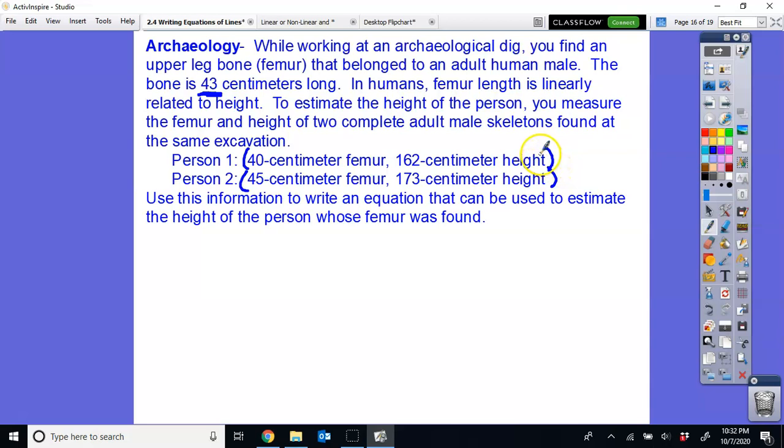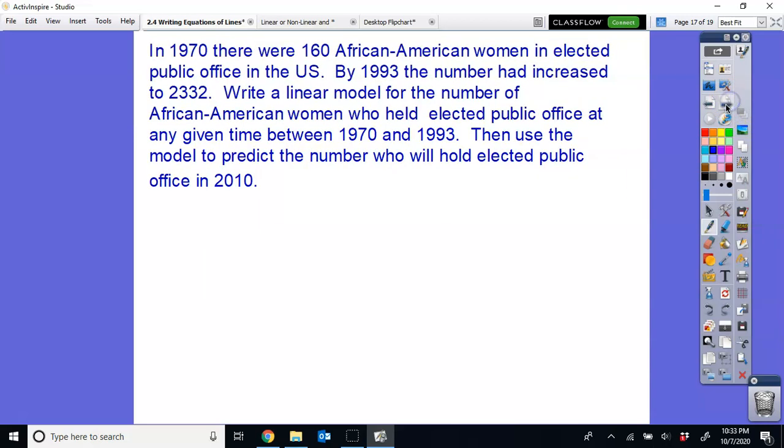But sometimes they have to readjust their formulas. So make sure you pay attention to that when you're studying science. Make sure you realize that, hey, they're constantly correcting things. So make sure you're continuing to go back and read and learn, especially when they start talking about important things that deal with our life. Okay? So let me show you one more example of that with 2 points here. Notice it says in 1970, there were 160 African American women in elected public office.